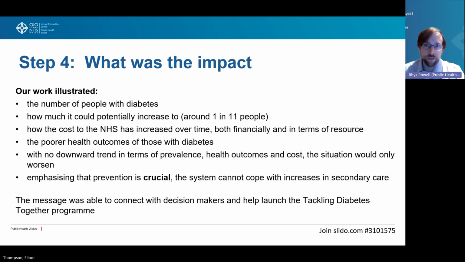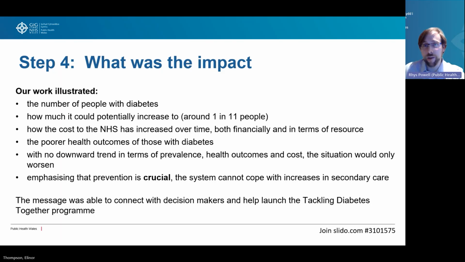And what was the impact of this work? Through our work, we were able to illustrate the number of people with diabetes, how much it could potentially increase to around 1 in 11 people; how the cost to the NHS has increased over time, both financially and in terms of resource; and that people with diabetes were having poorer health outcomes, and that we're showing no downward trend in terms of prevalence, health outcomes, and cost. And so the situation's only going to worsen.